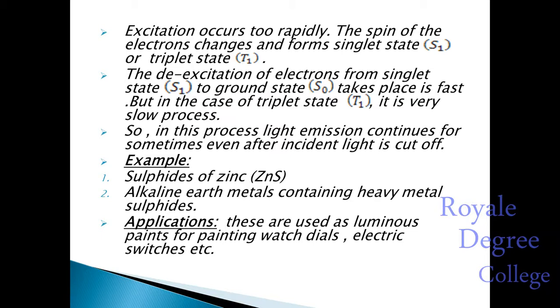The de-excitation of electrons from singlet state S1 to ground state S0 is fast. But in the case of triplet state T1, it is a very slow process. So in this process, light emission continues for some time, even after the incident light is cut off. Examples are zinc sulfide and sulfides of alkaline earth metals containing heavy metals. Then we will see the applications. These are used as luminous paints for painting watch dials, electric switches, etc.